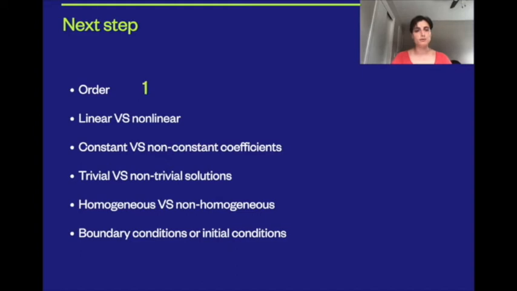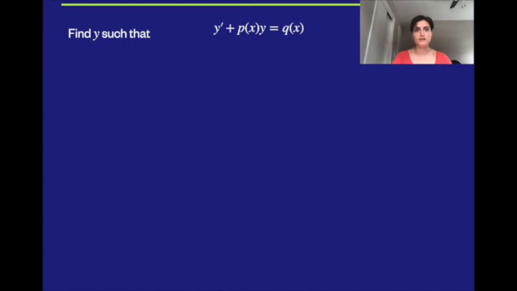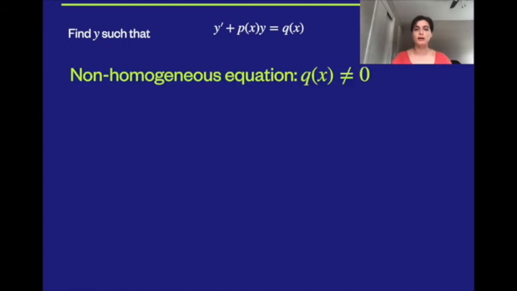So as before, we know the order being 1, we want something linear, non-constant coefficients, we're looking for non-trivial solutions, and now we choose non-homogeneous problems. So we are assuming q(x) to be different than 0, at least for some values of x. And now I want to bring to you the idea of Ansatz. It's a German word that is like a claim and deduction.